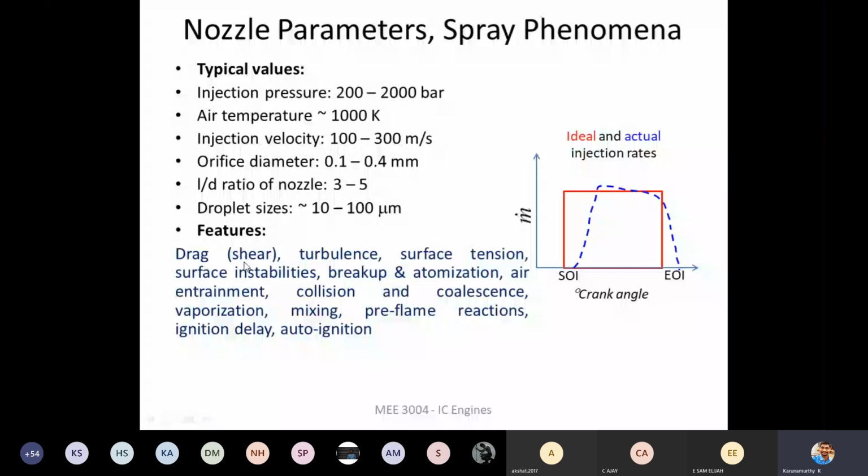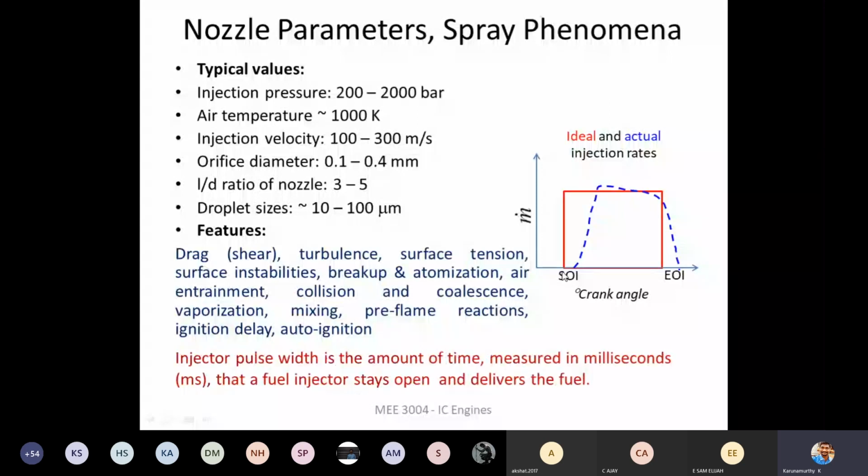Now I have told you there are two different types of fuel injector. It can be a mechanical system or an electronic fuel injection system. Whichever fuel injection system it is, mechanical or electronically operated, there is a parameter called pulse width, right? Injector pulse width is the time period during which the fuel nozzle is in the open position for delivering the fuel. That we call the pulse width, which is usually given in milliseconds.